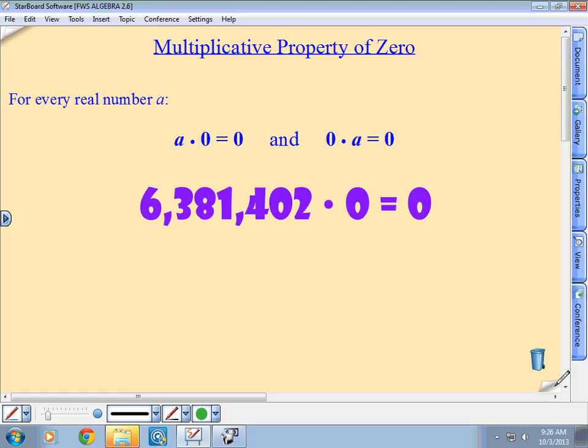Next, the multiplicative property of 0. And again, you know this from 3rd grade because you know that anything times 0 will give you 0, okay? 0 cancels everything out. So when you multiply anything times 0, it's like the atom bomb. 0 comes in and boom, everything's gone. It's just all 0 when you're multiplying, okay? And so we know that 6,381,402 times 0 is 0. Okay? What you need to make sure you know is that's the multiplicative property of 0.